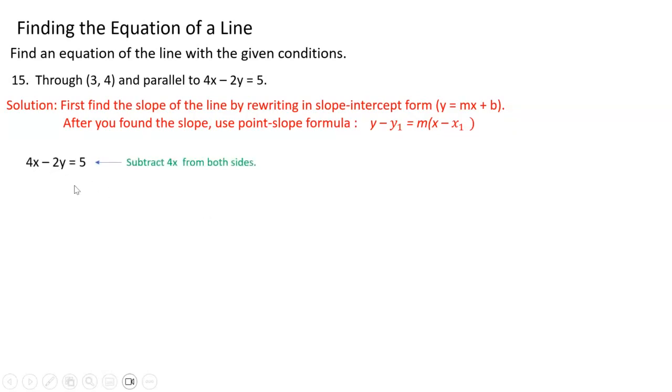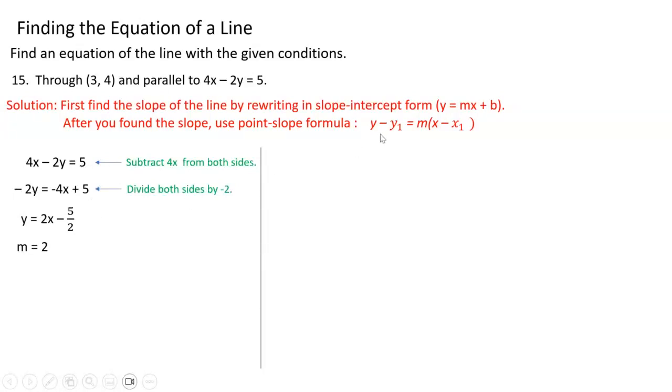So here, guys, we're going to subtract 4x from both sides. We divide by -2. So my slope is 2, right? So parallel lines have the same slope. So this is the slope that I'm going to be using because parallel lines have the same slope. So my slope is 2.